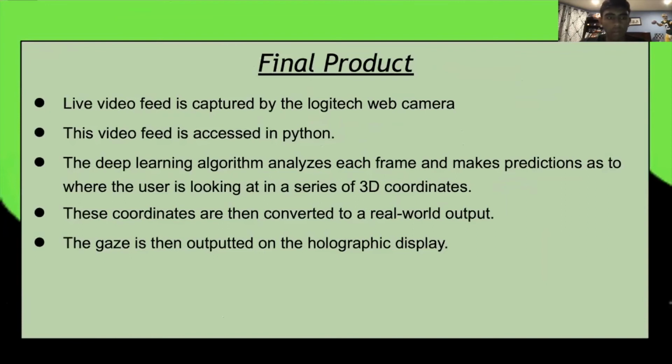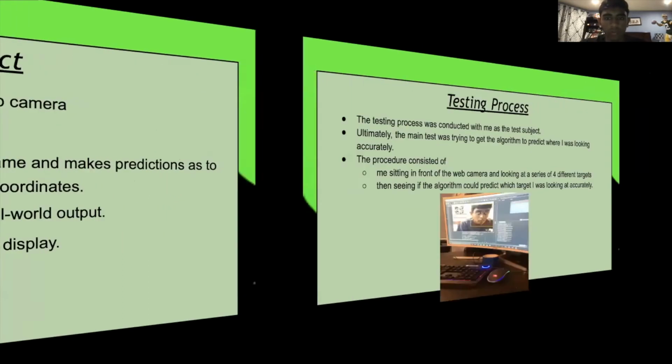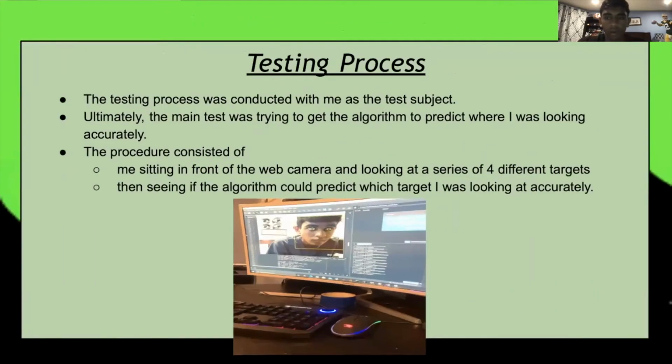So final product, live video feed is captured by the web camera. This video feed is then accessed in Python. We use deep learning to make predictions on a series of 3D coordinates. So the testing process was conducted with me as a testing subject. Ultimately, the main part of this project was trying to ensure that the algorithm was accurate, even though that wasn't necessarily a design constraint. Obviously, the more efficient it is, the more application it has.